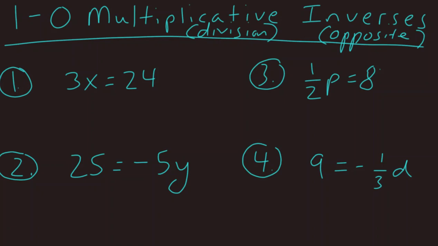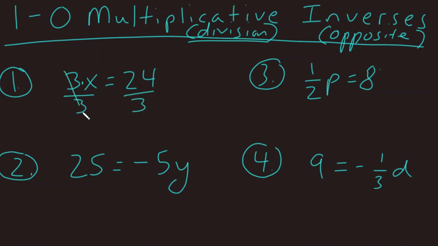So when we look at number one, a common error that a lot of people have is that when you see a number and a letter side by side, people don't realize those are actually being multiplied. So 3x will always mean 3 times x. Since they're being multiplied, what is the inverse of multiplication? Well, that is division. So the opposite of multiplying by 3 would be to divide by 3.